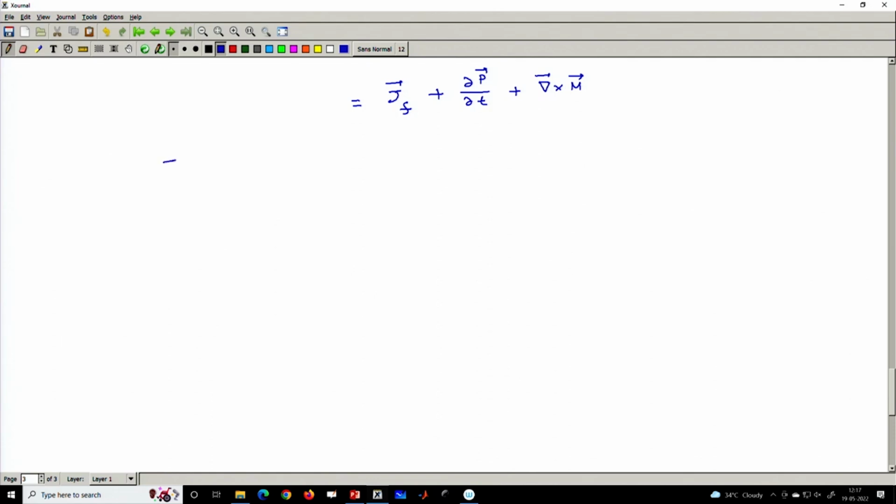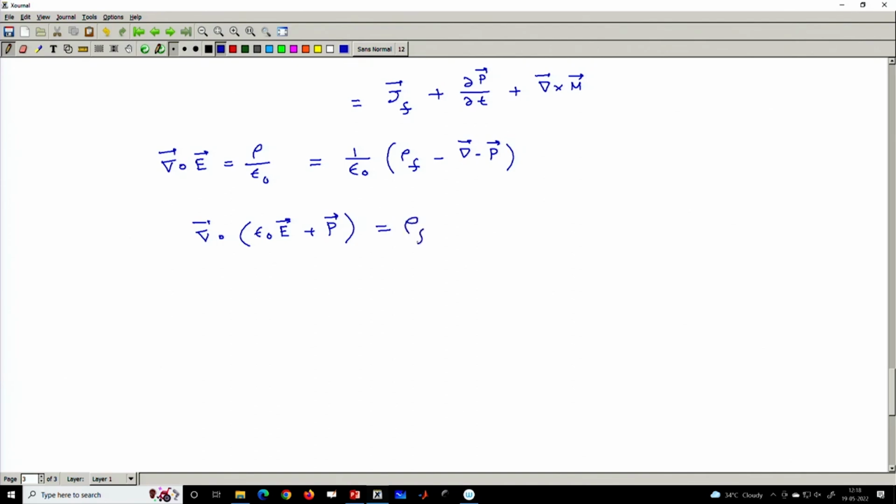So, I have the equation now, divergence of E is equal to rho by epsilon naught, that was our equation, but this equation is going to be modified here because rho I need to write in terms of rho f and rho b, which I write as minus divergence of the polarization, and this equation now becomes divergence of epsilon 0 E plus P, I just put this side under the divergence operator, equal to rho f.